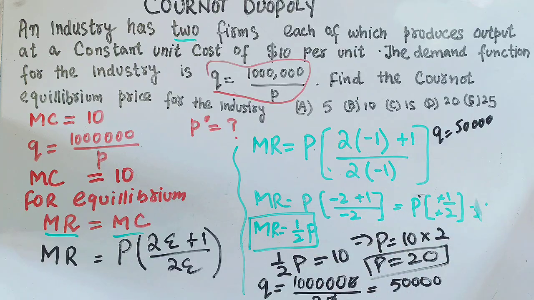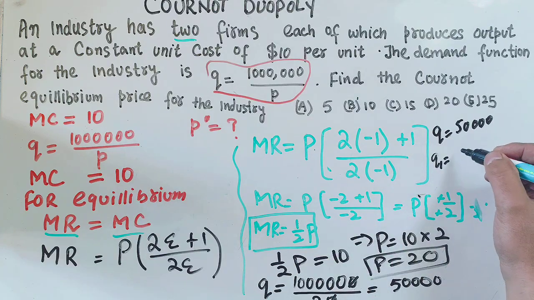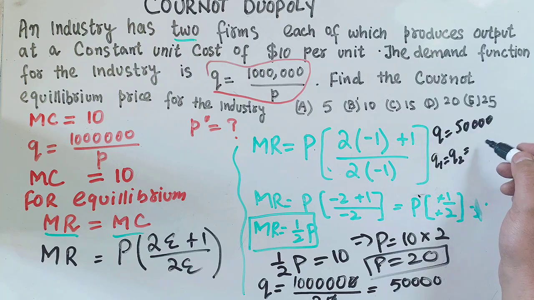Since we have symmetric costs here, output of firm 1 will be equal to the output of firm 2. So we will split it: 50,000 upon 2 is 25,000. So each firm will produce 25,000 units of output. And we can also find out the total profit, but we are not supposed to find it here.